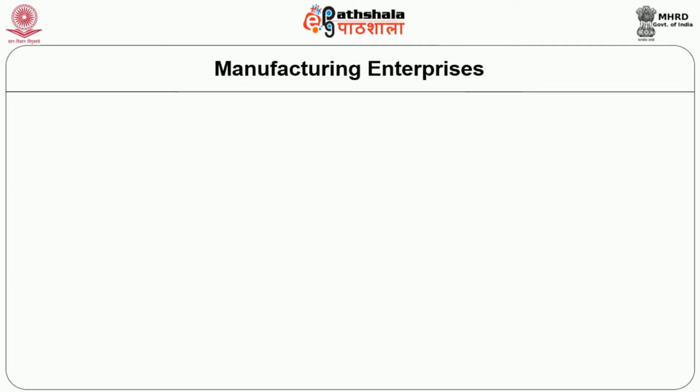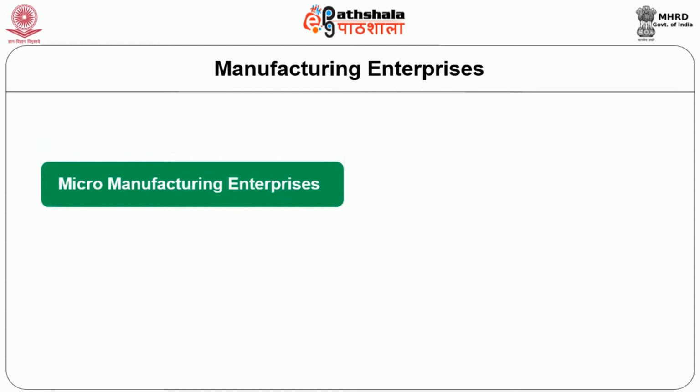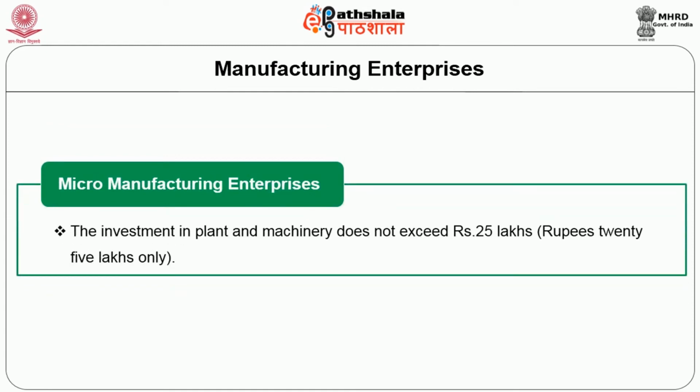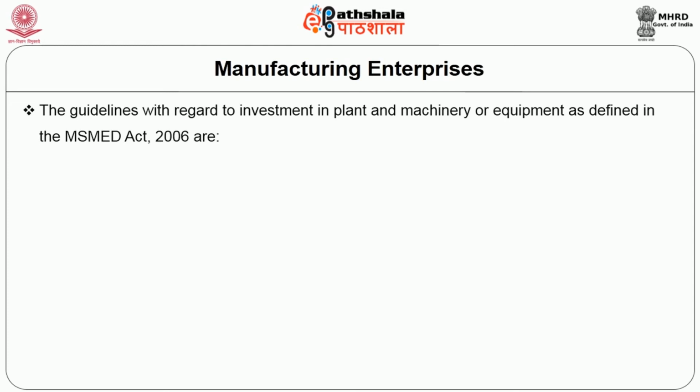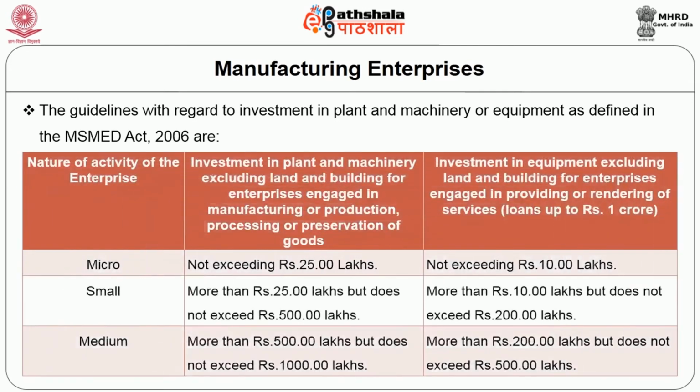Manufacturing enterprises. Micro manufacturing enterprises: the investment in plant and machinery does not exceed rupees 25 lakhs. These are the guidelines regarding the investment in plant and machinery or equipment as defined in the MSMED Act 2006. It is given as follows: the nature of activity is micro.